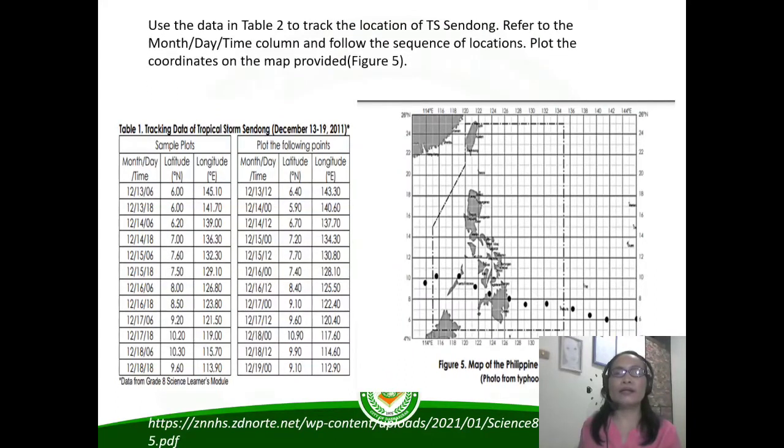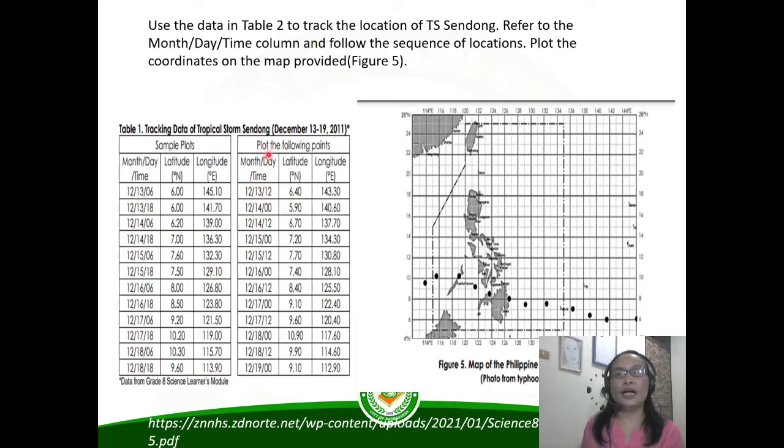Using this data, track the location of tropical storm Sendong. Refer to the month, day, time, column, and follow the sequence of locations. Plot the coordinates on the map provided in Figure 5. As you can see here, you have the data of tropical storm Sendong way back December 2011.